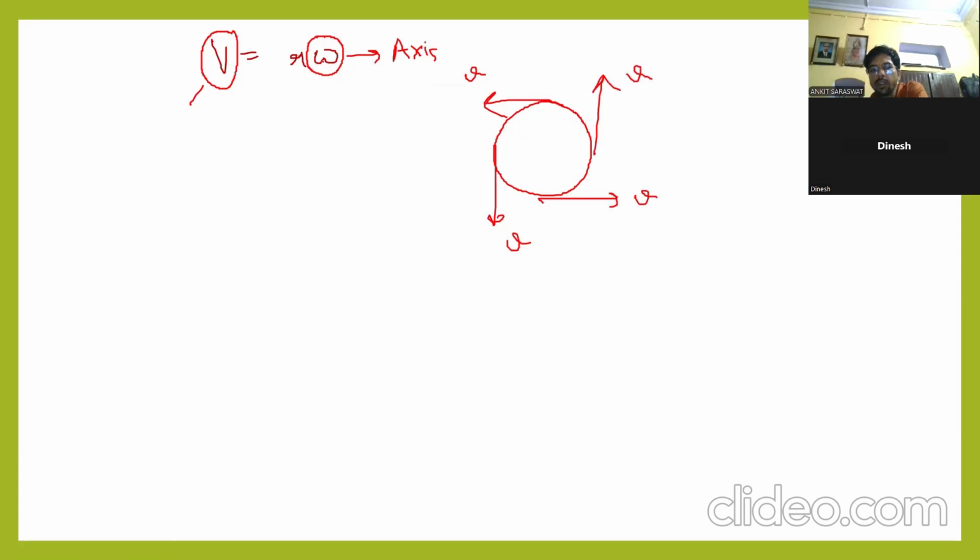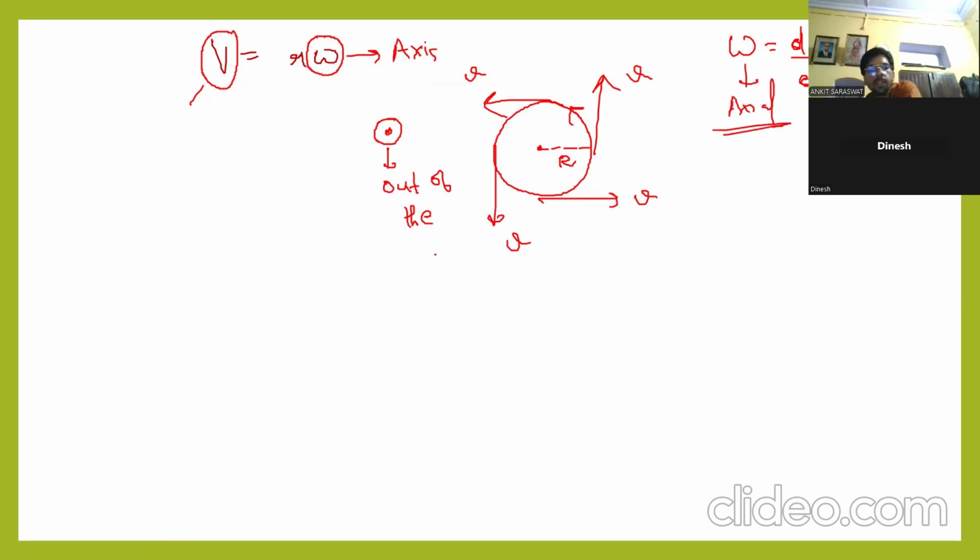Vectorly it is not correct. The direction of omega: if this is R and the motion is like this, omega is out of the plane. Out of the plane means like this. This is the direction of omega, along the axis. I told you, it is an axial vector. Because omega is d theta by dt, and since theta, the angular displacement, is axial, the direction of omega is also axial.